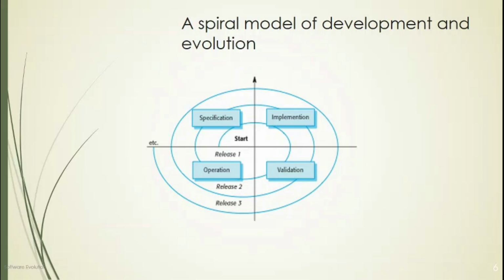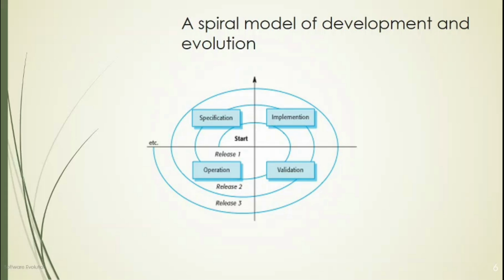Requirements and design documents may not be passed from one company to another. So this is the spiral model of the development process. It is a continuous process, so there is no end to this process.